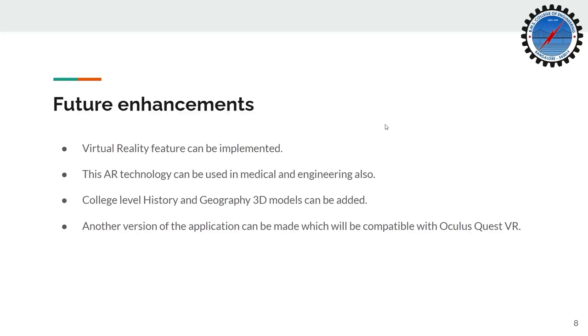So in future enhancement, the virtual reality feature can be implemented, just like it's now only for AR based technology. In future, VR technology can be implemented. In college level history and geography, 3D models can be added, and another version of the application can be made which will be compatible with Oculus Quest VR.